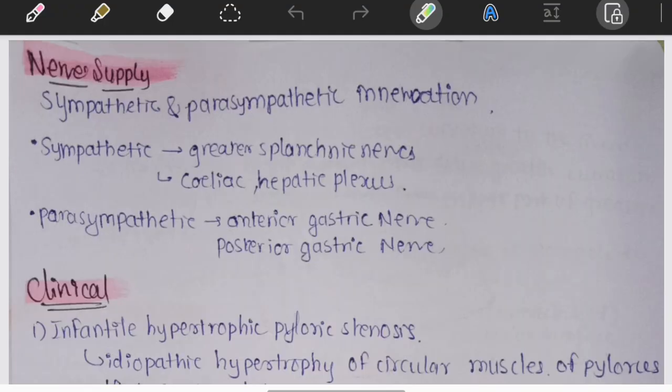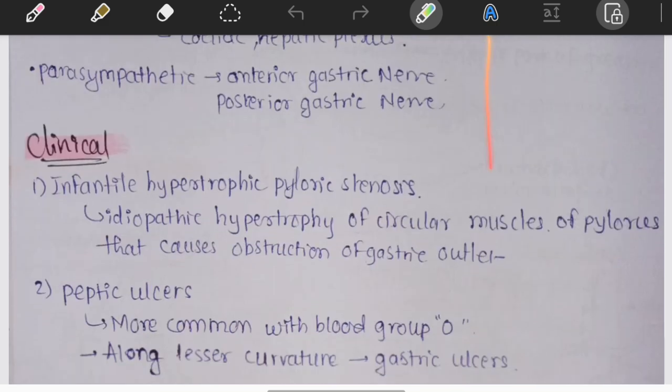Now imagine the stomach is not just a muscular bag. It has to know when to contract, when to secrete, and how to coordinate its movements. That's where the autonomic nerves come in. The sympathetic innervation comes mainly through the greater splanchnic nerves, reaching the stomach through the celiac plexus. Parasympathetic supply comes from the vagus nerve through the anterior and posterior vagal trunks and their gastric branches. This becomes especially important when you study vagotomy, because altering the vagal input can affect gastric secretion and motility.